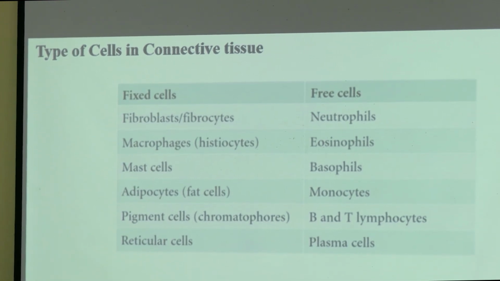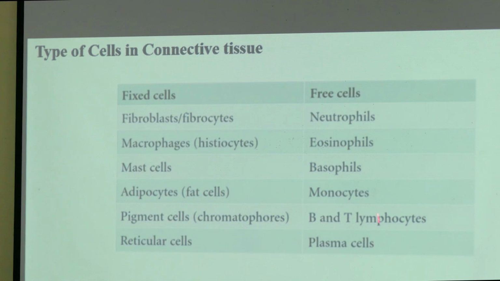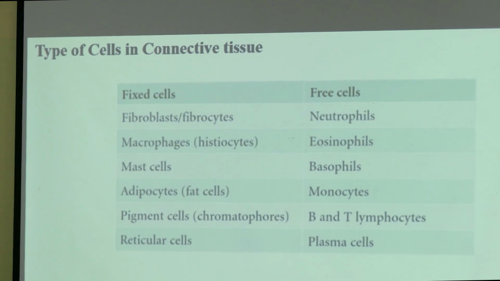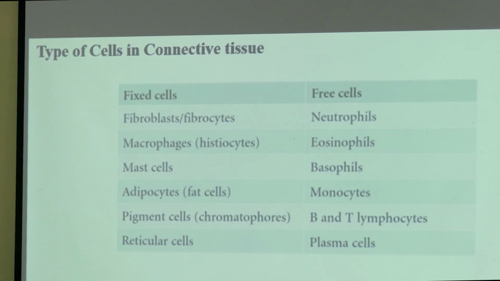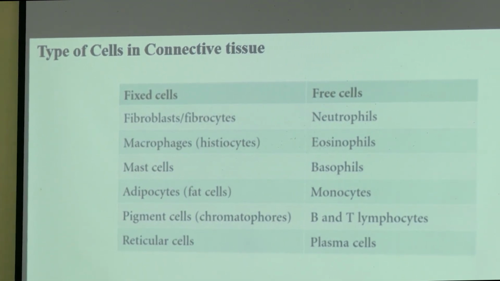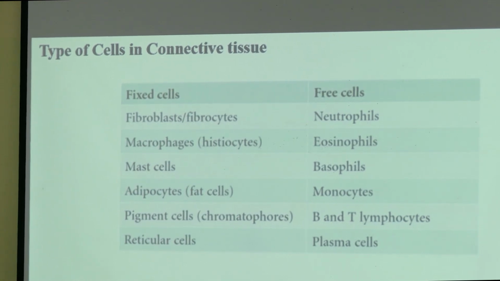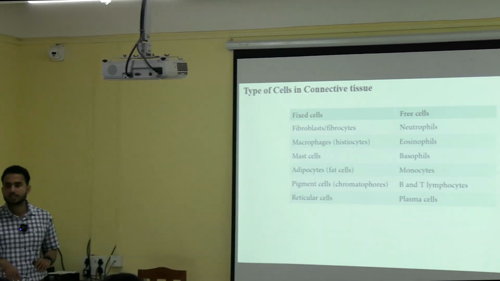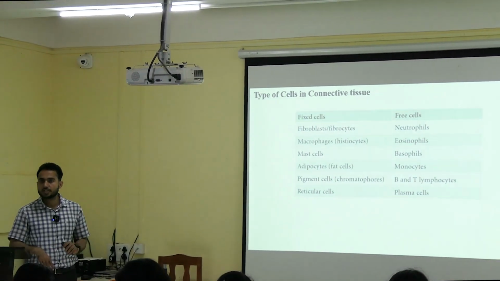Now, can you see the list of the free cells? Have you heard about these cells? Yes? Okay, that means you have studied all those things. These are the cells of the bloodstream. From the bloodstream, they are entering the connective tissue. The function is the same. Though they are not part and parcel of connective tissue, that's why they are called free cells or wandering cells.